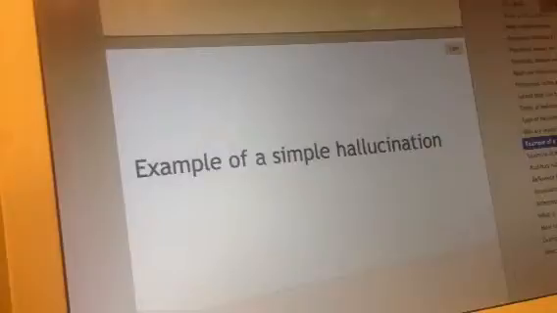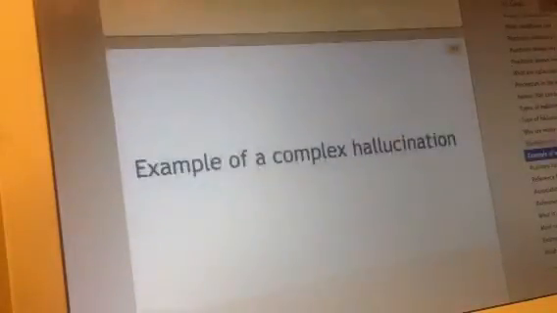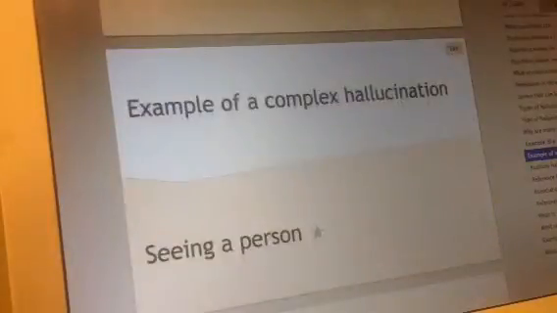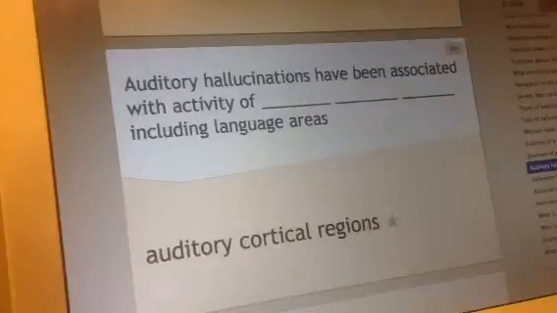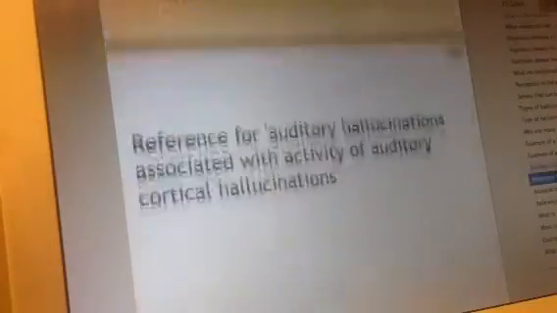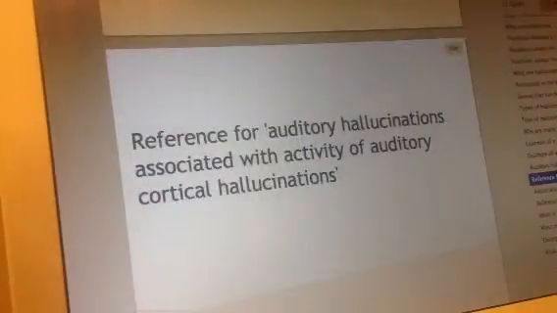Example of a simple hallucination. A beep. Example of a complex hallucination. Seeing a person. Auditory hallucinations have been associated with activity of what, including language areas? Auditory cortical regions.